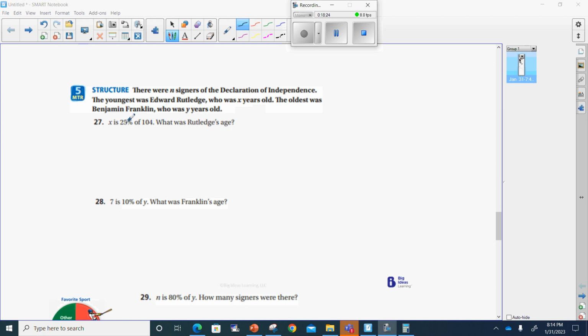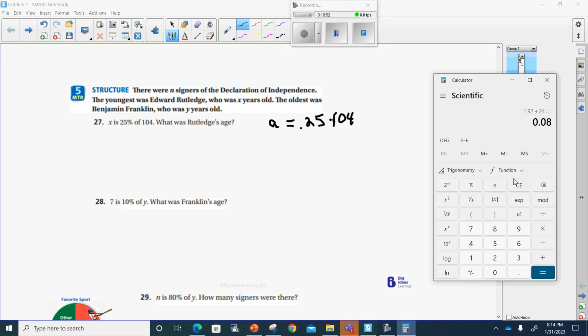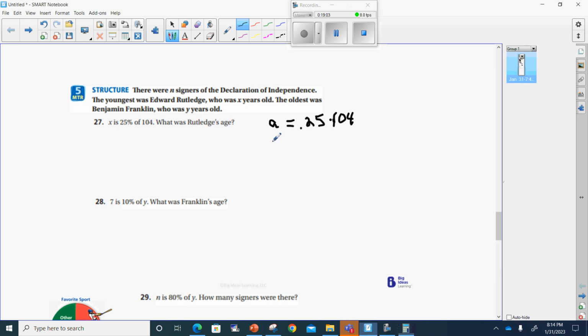What was Rutledge's age? Well, 25% tells me I'm using 0.25 in my equation, because I moved the decimal back twice. "Of" tells me that I'm going to be multiplying this by 104, because the "of" is the whole. So I'm looking for the age, which is going to be my A here. So I'm going to take 0.25 and multiply it by 104. Let's see how that works out. I get 104 times 0.25, and that means the man's age was 26 years old.